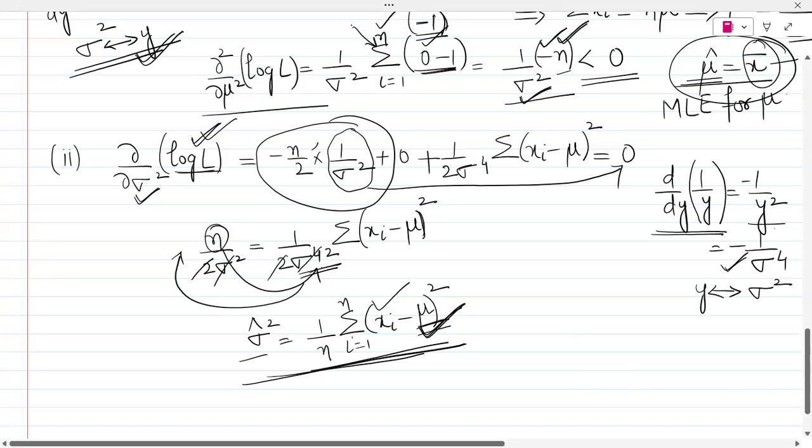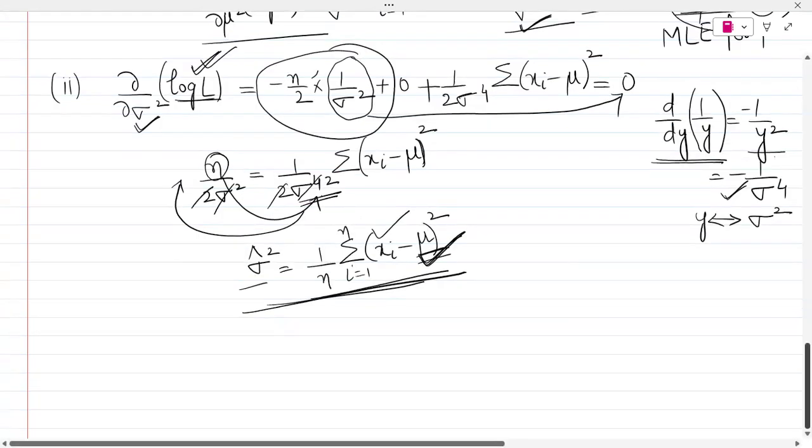Now in part 3, what we need is the simultaneous estimation of both mu and sigma square.